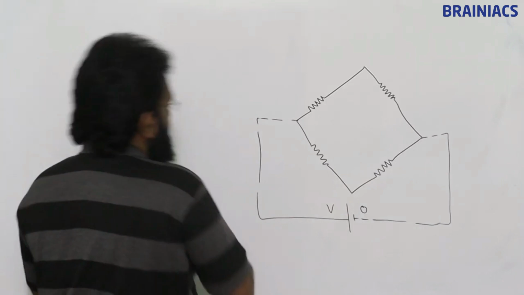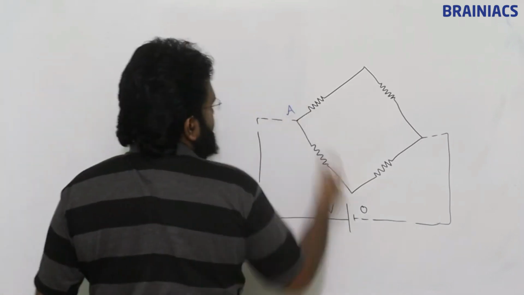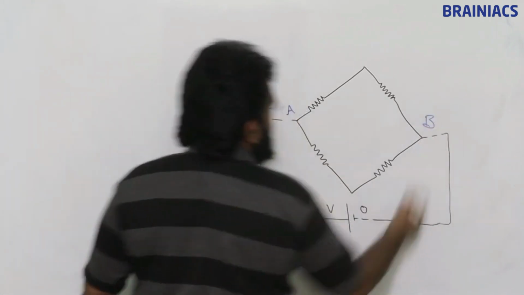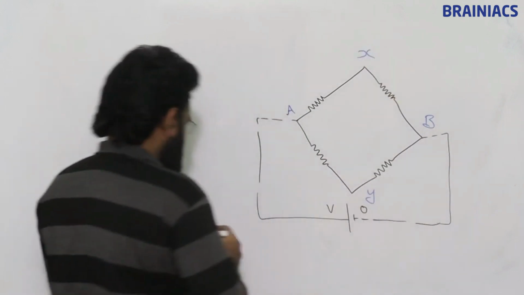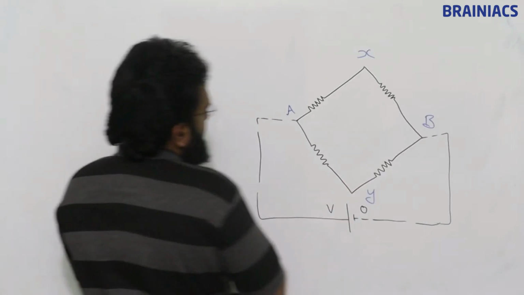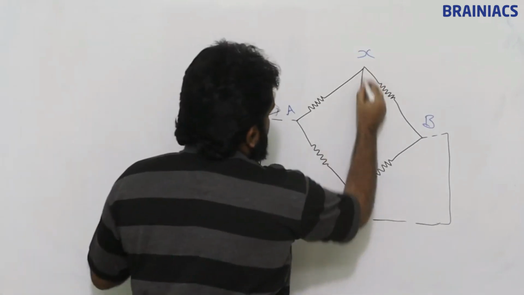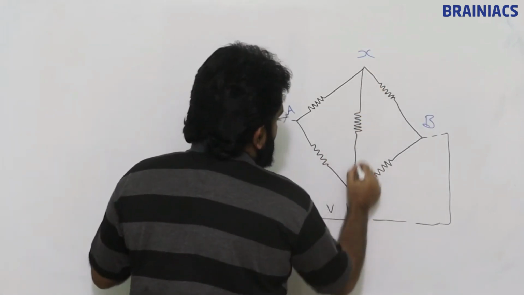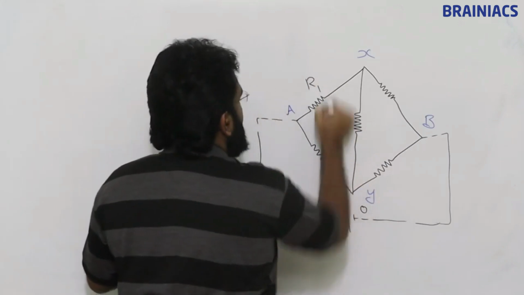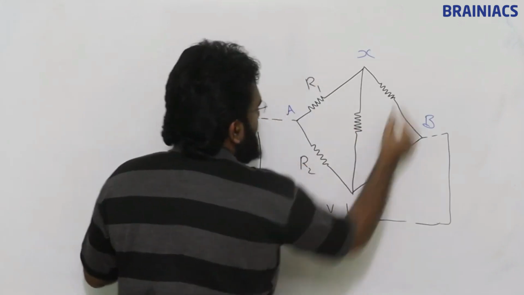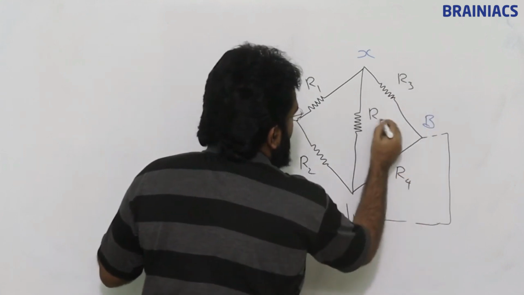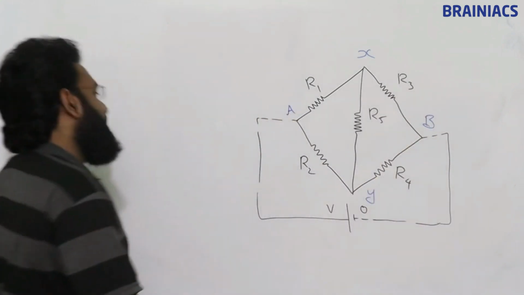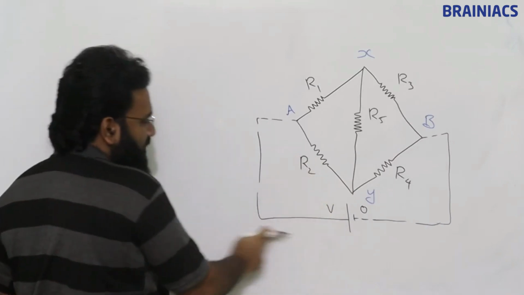Suppose this point is A, this point is B, this is X, this is Y. Now there is a resistor across this also. We'll put R1, R2, R3, R4 and R5. Now what is the voltage across this V?